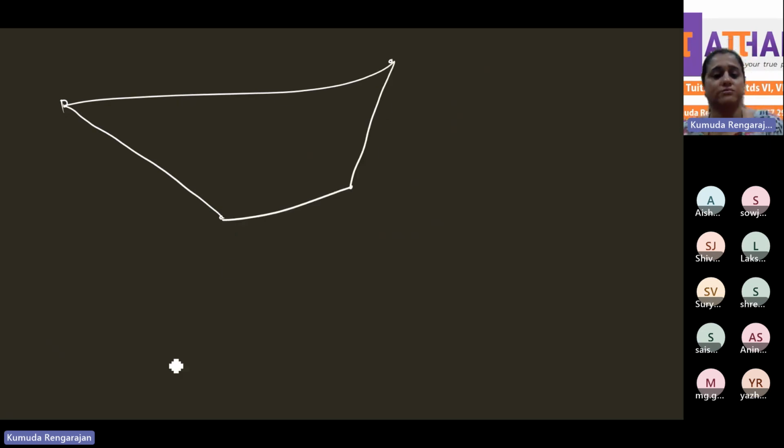So 2 points can be like this. The third one should not be the continuation here. It should be away, somewhere like this. The third point away and the fourth point also somewhere else. Then you can join and get a quadrilateral.